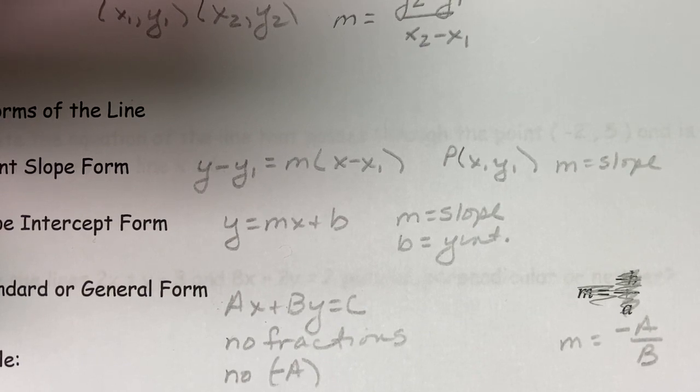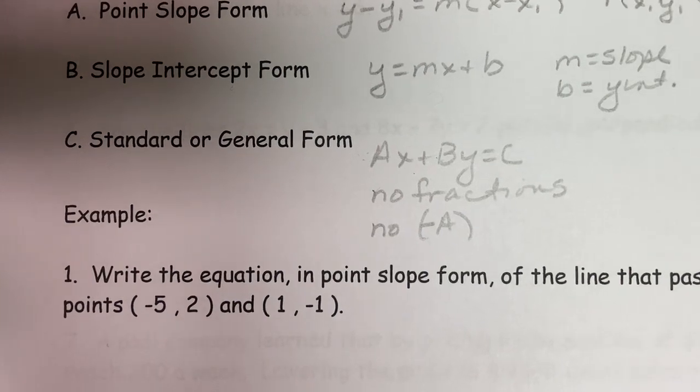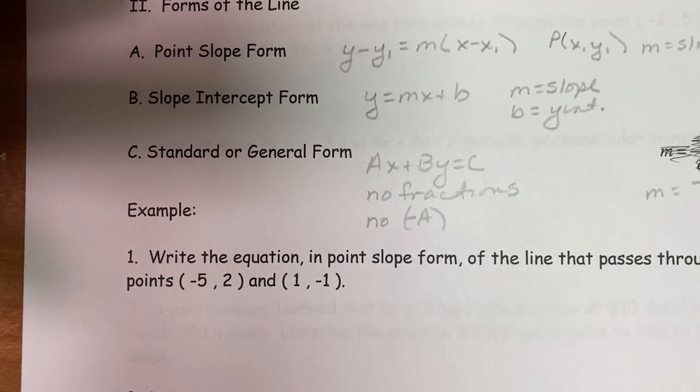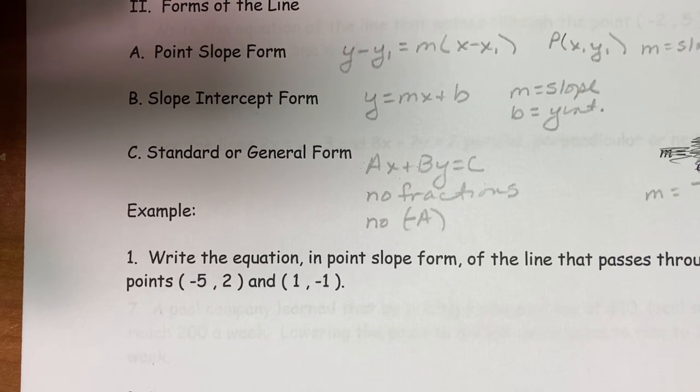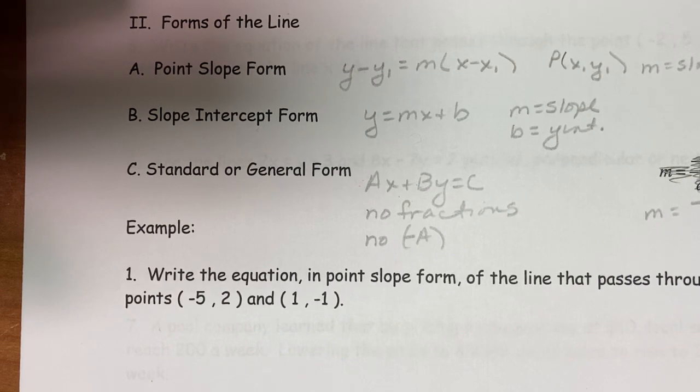Okay, so here's a couple of things you need to know. In this section, first of all, we're going to be coming up with the equations of the lines. In other words, you're going to be given information, and then you're going to have to come up with the equation of the line. And you'll be asked for the equation in any of the three forms that we've just talked about: point-slope form, slope-intercept form, or standard form.